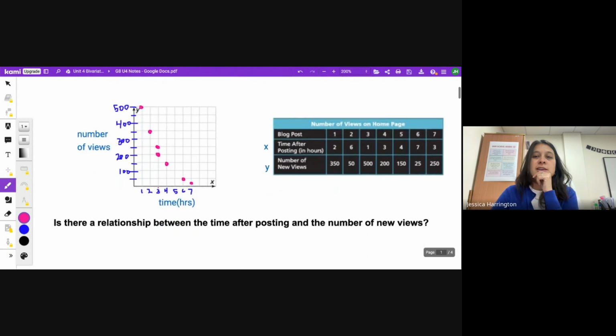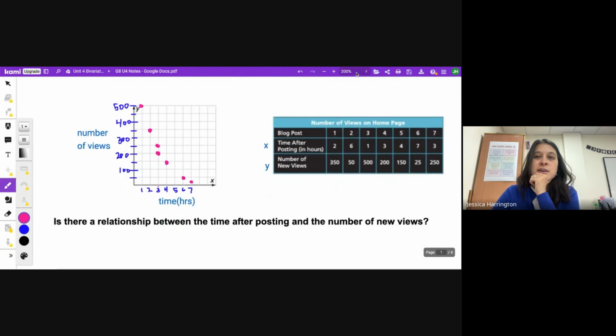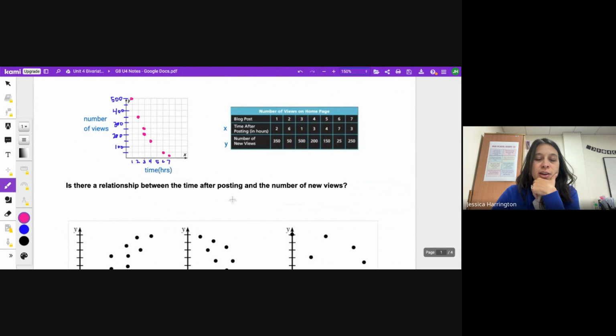All right, so I have my dots, and the question that it asked was, is there a relationship between the time after posting and the number of views? The one thing to point out here is this isn't the total number of views. It's like who's on that page at that current moment in time. So when she waited 2 hours, 350 people were looking, versus 7 hours where only 25 people were looking. It makes sense because it's like Instagram or something, right? The newest things are top of your screen, everyone's looking at them. The older things get, they kind of go back, and there's less people looking at them, right? Like I'm not looking at someone's photos they posted 7 hours ago because I probably already saw them the first hour.